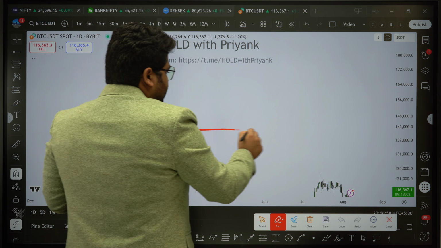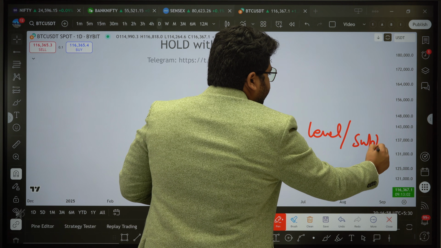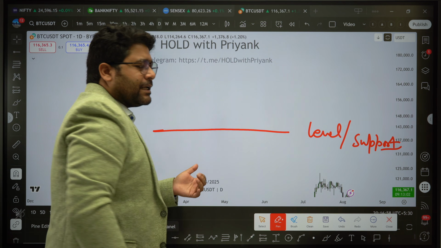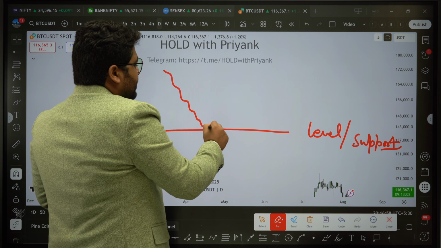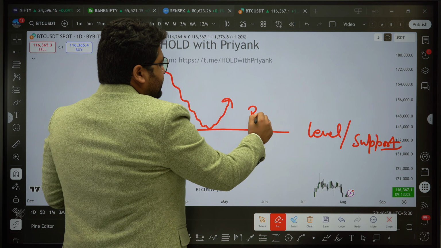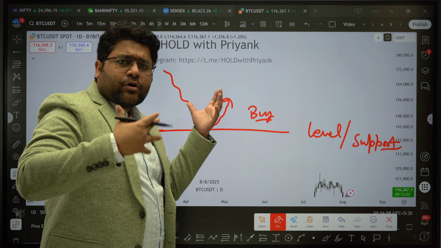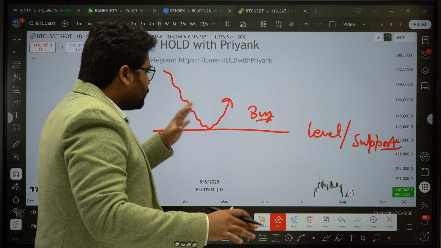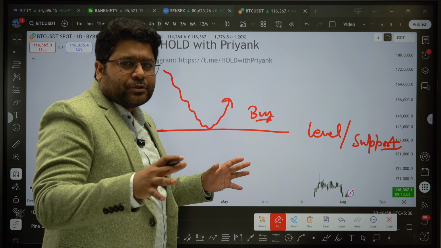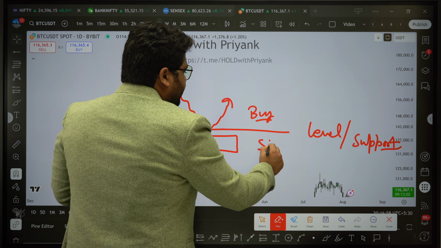Let's suppose this is a price level which you are considering as support, okay? Price is coming up like this and you want to buy it. Why? Because this is a support level. So I want to buy this particular stock, index, coin, whatever you are trading. Where are you going to put your stop loss? You are going to put your stop loss in this area somewhere, correct?